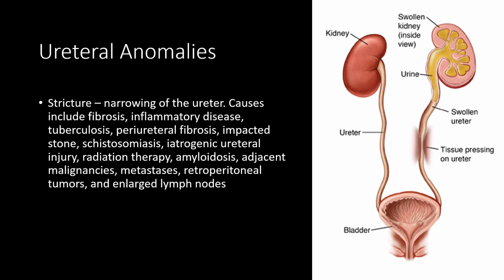That's going to bring us into anomalies of the ureter, and most of these are going to be strictures, okay? So that's going to be a narrowing of the ureter, and it can happen for any number of reasons. Causes include fibrosis, inflammatory disease, tuberculosis can scar that ureter, periureteral fibrosis, impacted stones. Stones can get stuck in there and cause obstruction. Schistosomiasis, iatrogenic ureteral injury. Radiation therapy, amyloidosis, adjacent malignancies, metastases, retroperitoneal tumors, and enlarged lymph nodes.